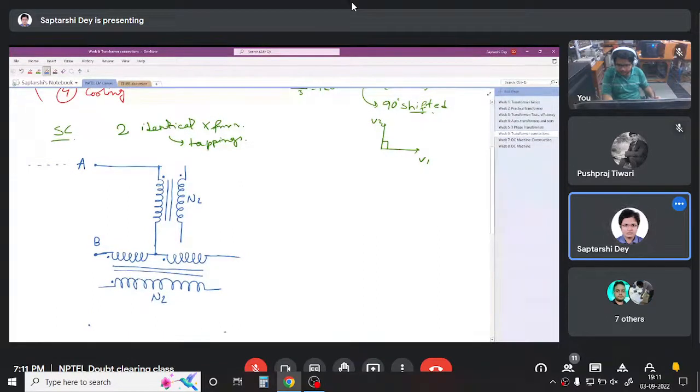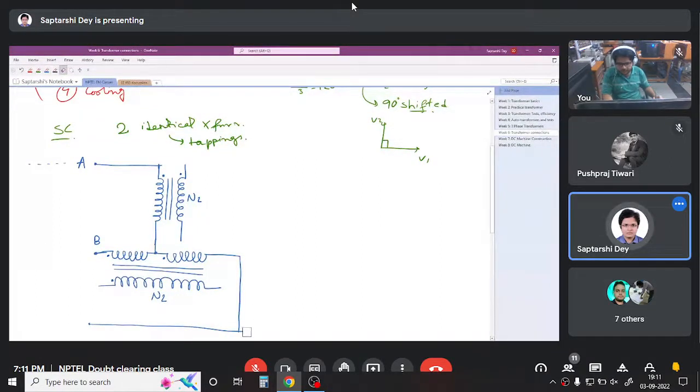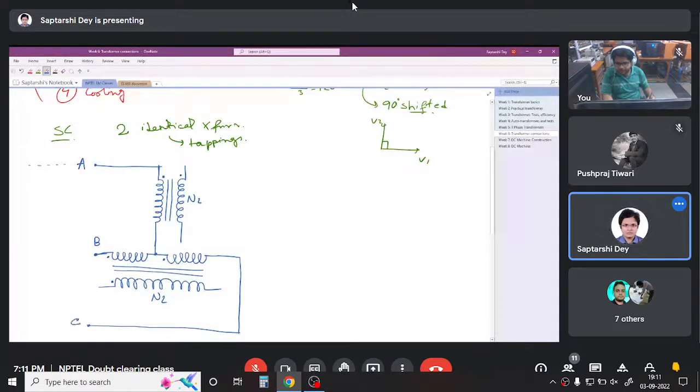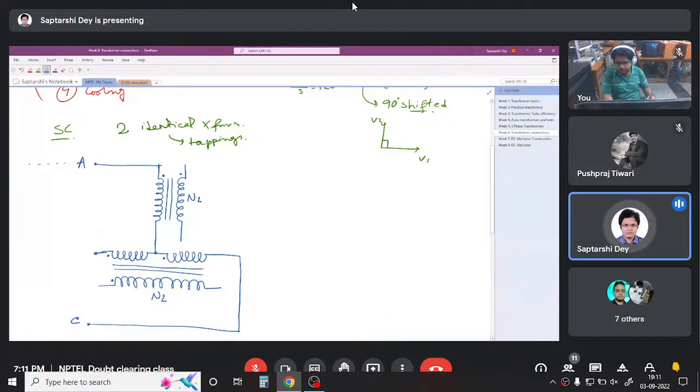This phase, this part is connected to C. So this is how the other end of the winding is connected. So this is how the Scott connected transformers receive their supply from the three-phase source.